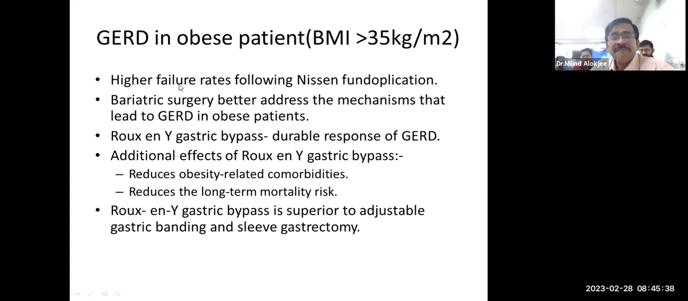What is the management of GERD in obese patients? Patients who have morbid obesity with a BMI of 35 kg per square meter have higher failure rates following Nissen fundoplication. These are the patients who have a durable response of GERD with Roux-en-Y gastric bypass. The additional effects of Roux-en-Y gastric bypass are reducing the obesity comorbidities and the long-term mortality risk of morbidly obese patients. So Roux-en-Y gastric bypass is superior to adjustable gastric banding and sleeve gastrectomy for reflux disease.